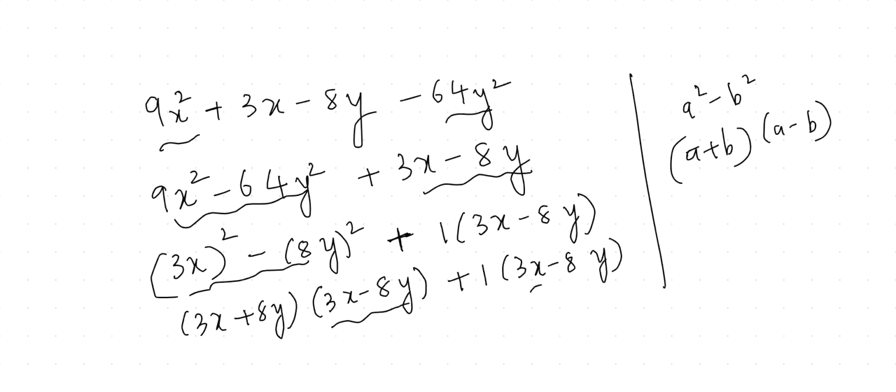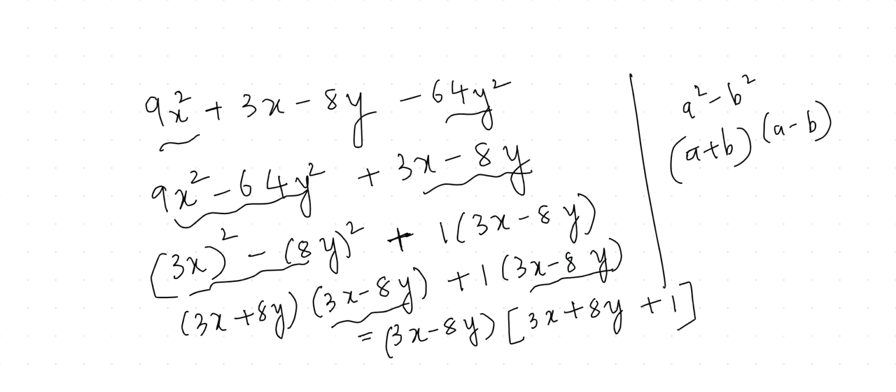So now, 3x minus 8y, take them together, and then inside the brackets you can use square brackets and round brackets, parentheses, to distinguish. So we have 3x plus 8y, because we have taken out 3x minus 8y outside, isn't it? So 3x plus 8y, and of course after the plus there's a 1. So this is the factorized form. There's nothing we can do further about this.